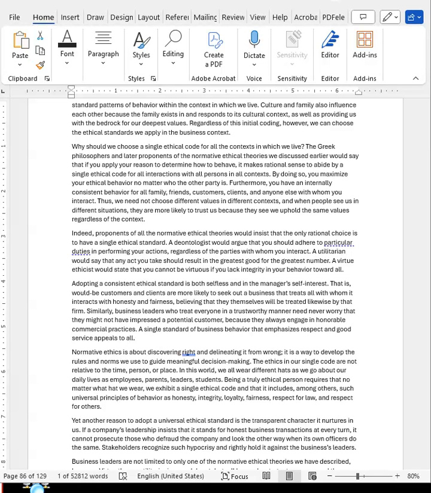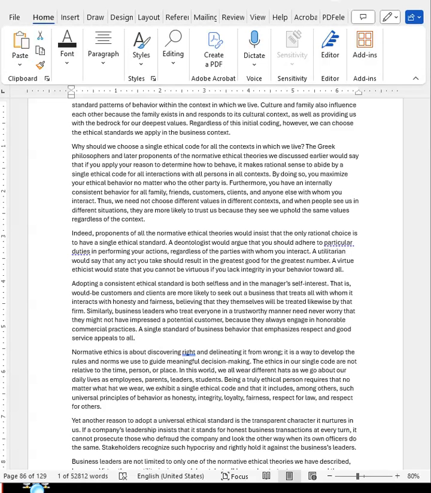In this world, we all wear different hats as we go about our daily lives: as employees, parents, leaders, students. Being a truly ethical person requires that no matter what hat we wear, we exhibit a single ethical code, and that it includes, among others, such universal principles of behavior as honesty, integrity, loyalty, fairness, respect for law, and respect for others. Yet another reason to adopt a universal ethical standard is the transparent character it nurtures in us.